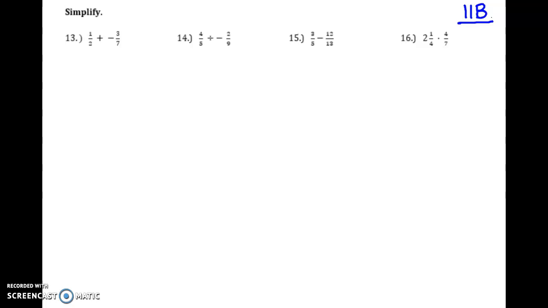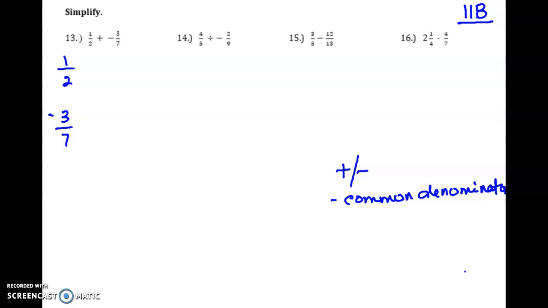Okay, when you're adding fractions, it's really important when you're adding and subtracting fractions that you get a common denominator. A common denominator is only needed for adding and subtracting. You don't need it for multiplying and dividing. So in this case, I've got 1/2 and I've got -3/7.